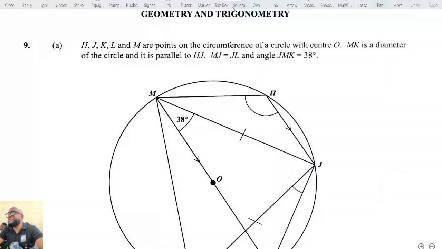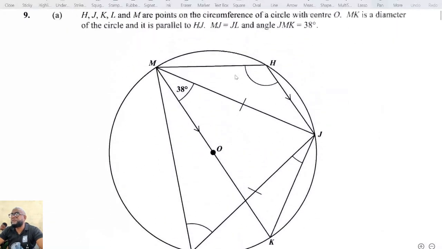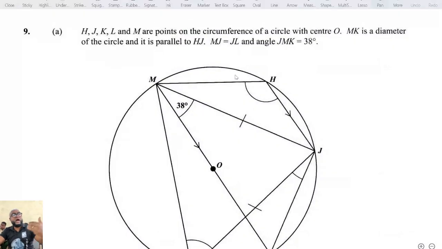They said H, this is number 9. I didn't have the years, right? But it's just the number 9 questions that we're going to look at, the parts that involve circle theorems, circle geometry. So H, J, K, L and M are points on the circumference of a circle with center O.